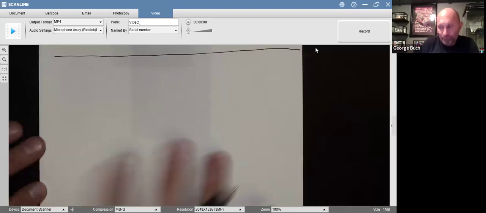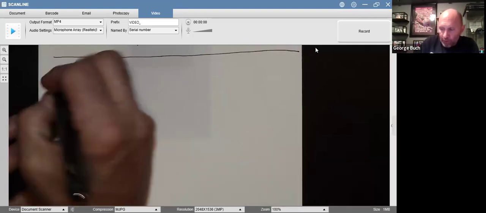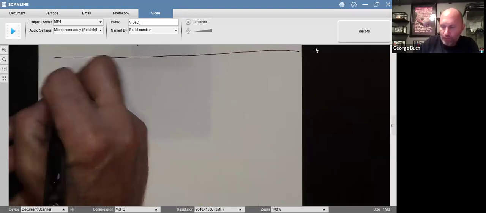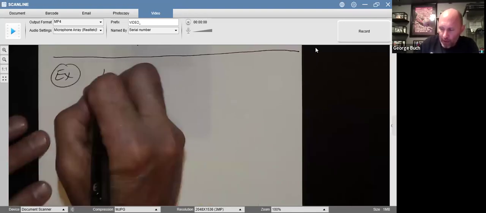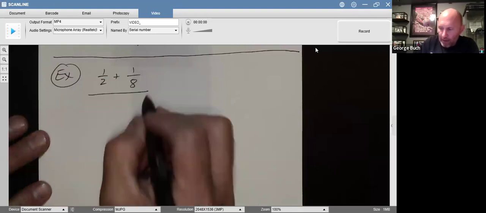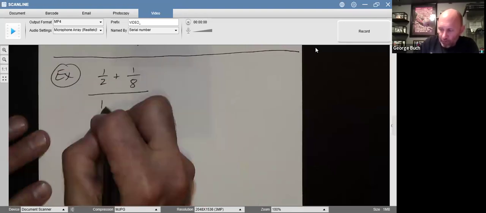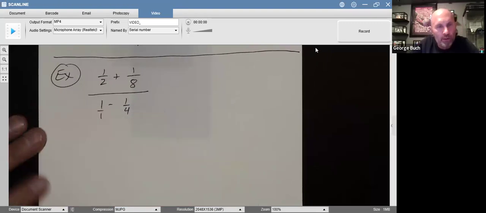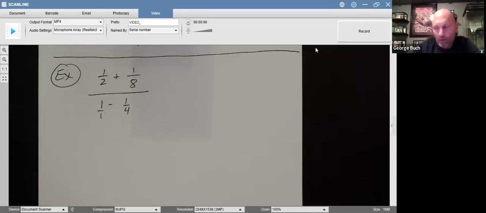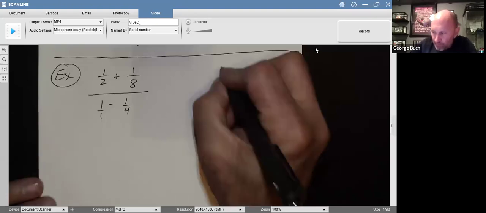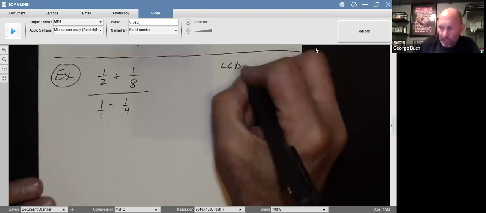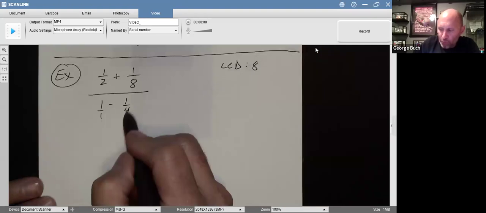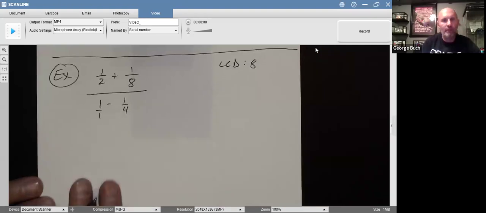Let's start off crawling here and let's use numbers. So let's say I have 1/2 plus 1/8 divided by 1 minus 1/4. And this is really like 1/1. So what is my LCD here, my least common denominator? Well, it's 8. So 8 goes into 8, 4 goes into 8, 2 goes into 8, 1 goes into 8.